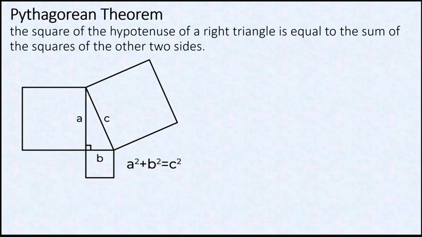So let's take a look at a simple example. If I called this length here 3, I call this length here 4, and I call this length here 5, that means that this is also 5, this is also 4, and this is 3. Well, I could plug this into Pythagorean theorem, and square or find the area of the individual squares, and then see if I get equality.